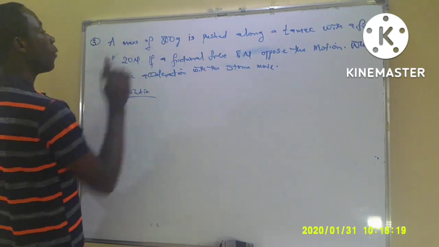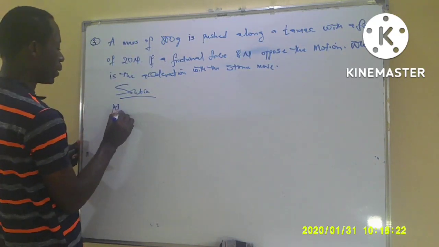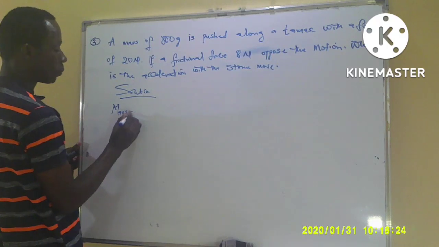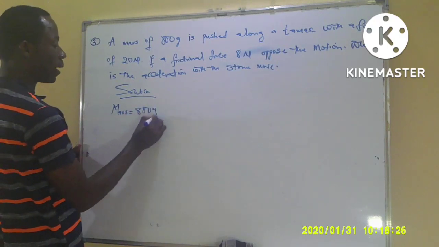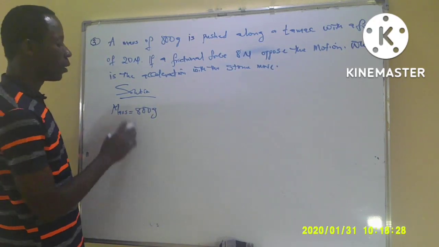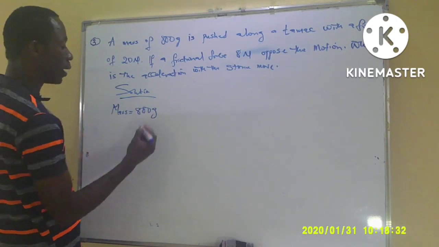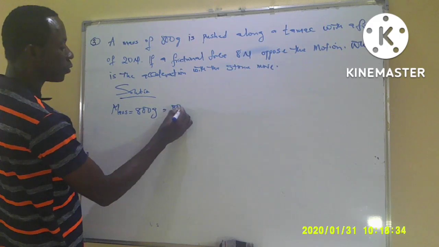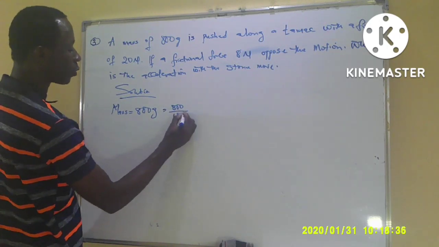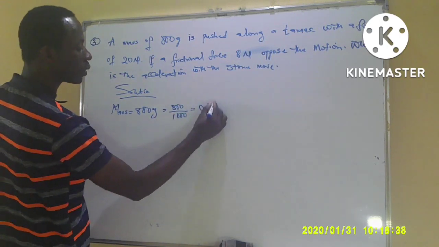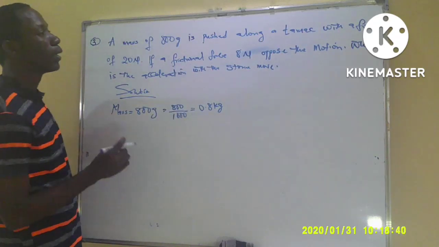So now we have the mass. The mass is given to us as what? As 800 gram. So we take it to what? To kilogram. A kilogram is what? A kilogram is 1,000 gram. So it's going to be 800 divided by 1,000 to give us what? 0.8 kilogram. Yes.